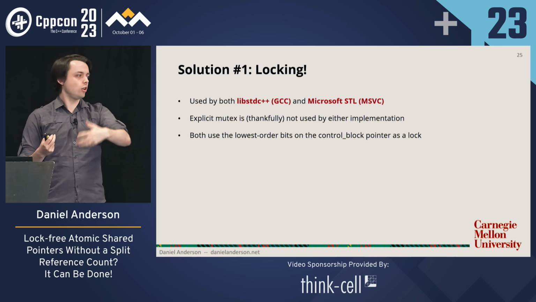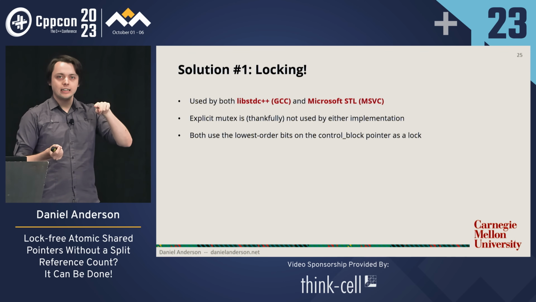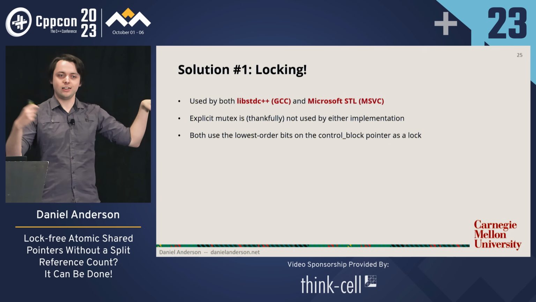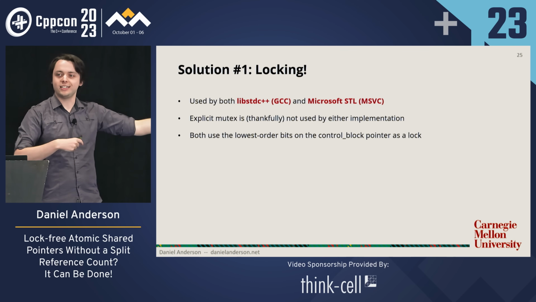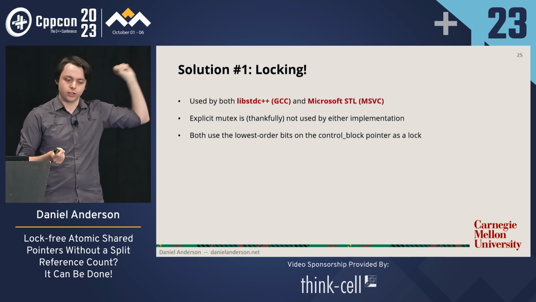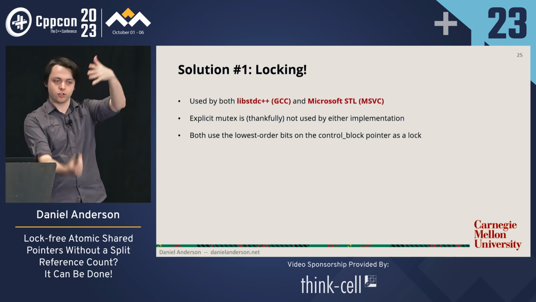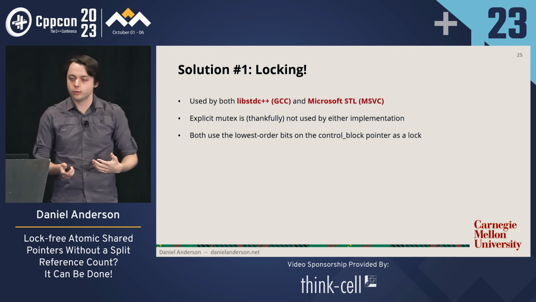And if you spin for too long, you can do a back-off strategy where you use the second bit and go to sleep, and then the thread that holds it will wake you up when they see the second bit. Okay, so we're using the 2 low-order bits of the control block as a lock. That's better than packing a mutex and actually increasing the size of the atomic shared pointer.